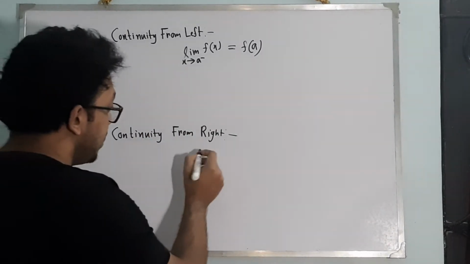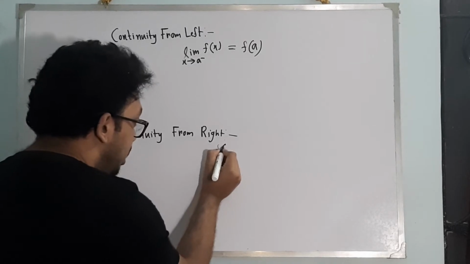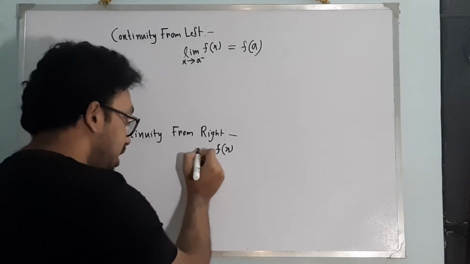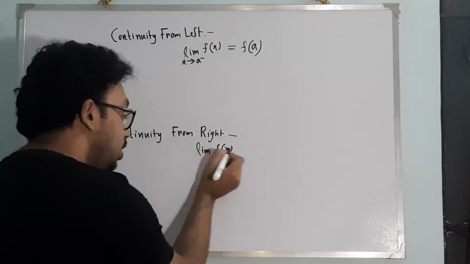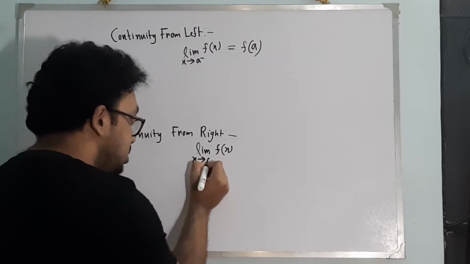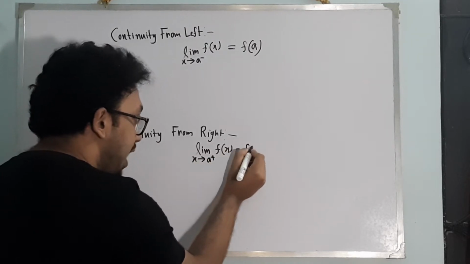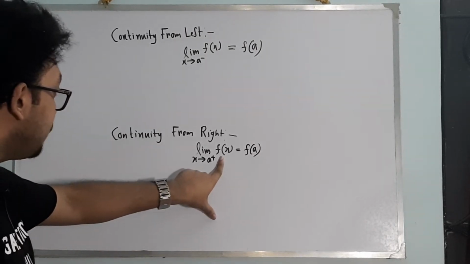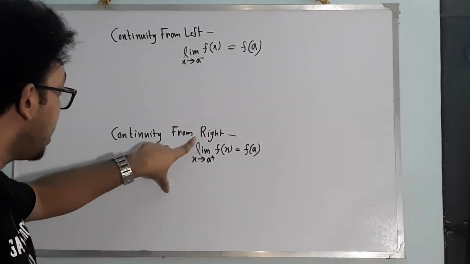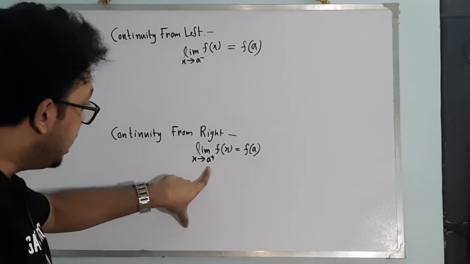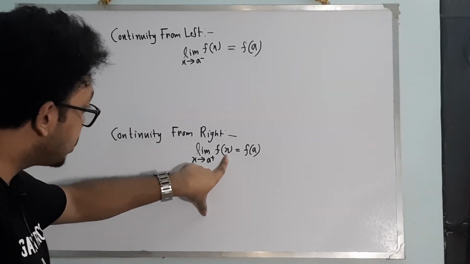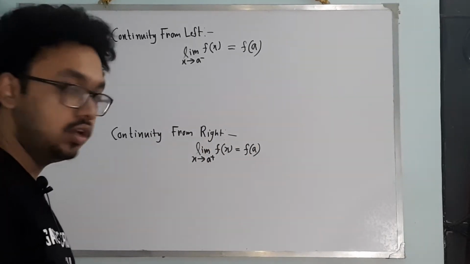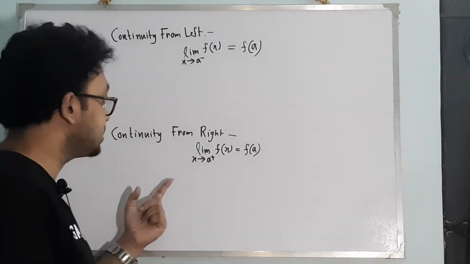Similarly, a function f(x) will be said to be continuous from right at a point x equal to a if the right hand limit of the function f(x) at x equal to a is the same as f of a. So what did I say? A function f(x) will be said to be continuous from right at a point x equal to a if the right hand limit of the function f(x) at x equal to a is the same as f of a. f of a is the value of the function f(x) at x equal to a.